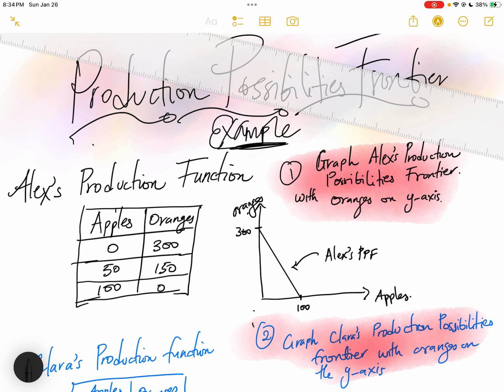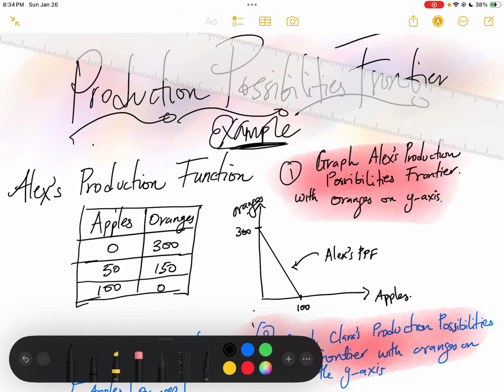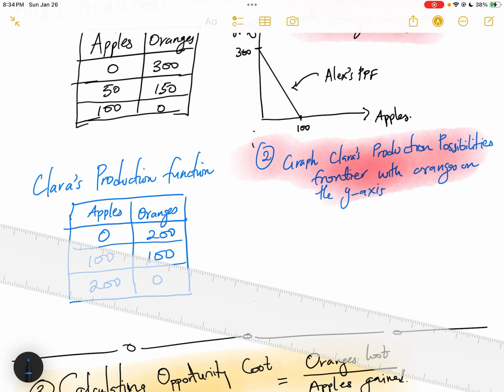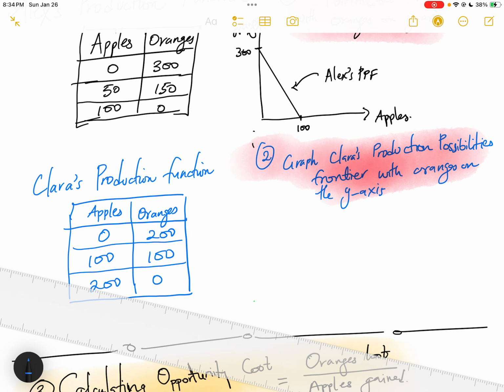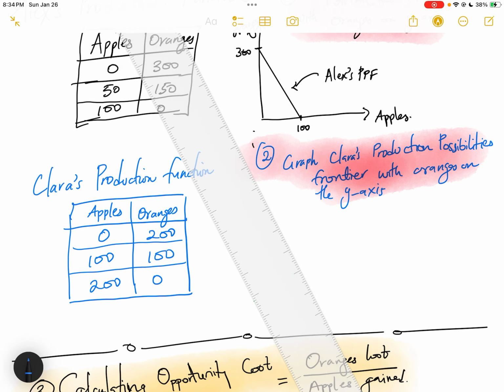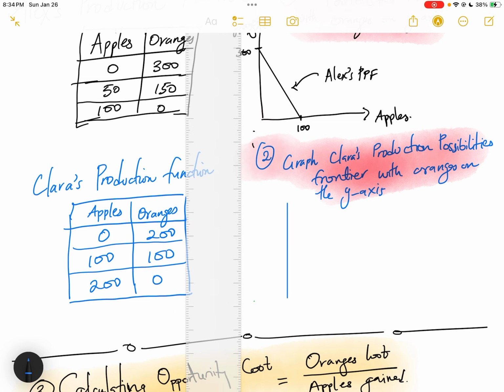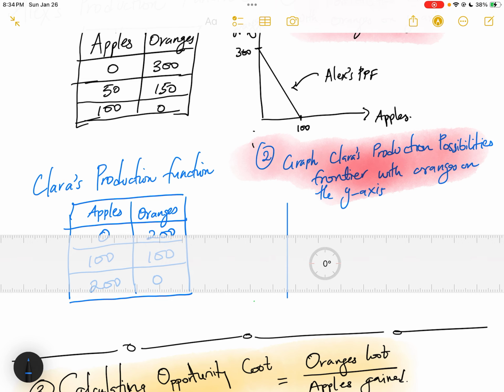Very simply. Can you figure out how to draw Clara's PPF just following what I just did? Pause the video and try it. Okay. Hopefully you paused the video and you're now coming back to try it. Say you didn't, that's okay. You can just look at what I am doing here.